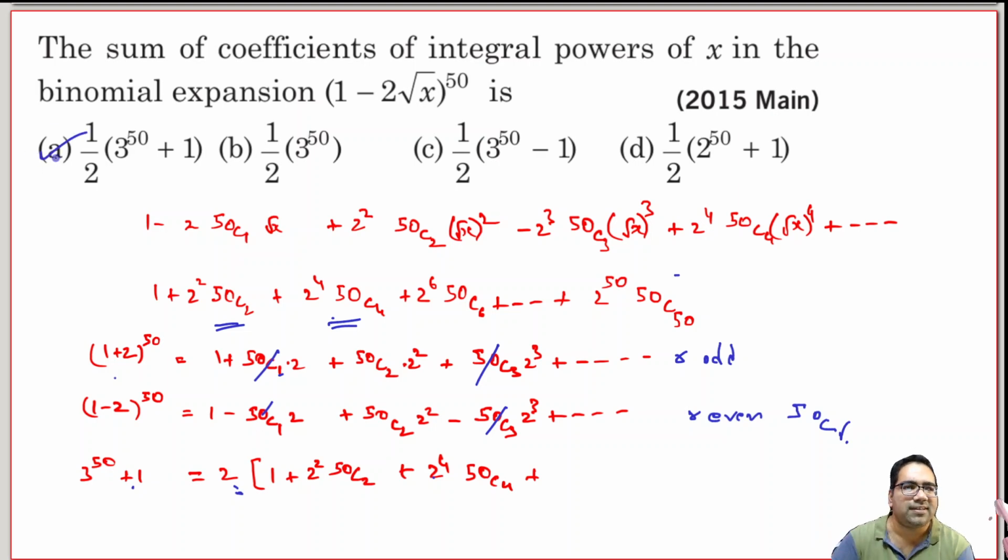Right, guys? So firstly, we should be able to find out what exactly the coefficients are. That is the first step. Then, how do we express these coefficients in terms of 3s and 2s? That is the second step.